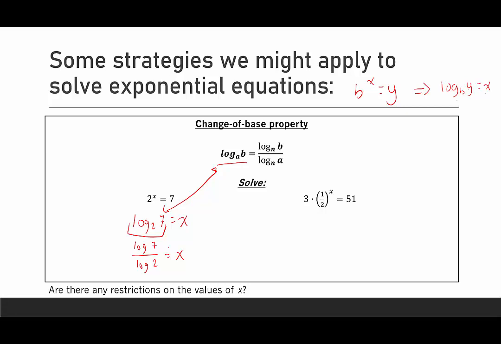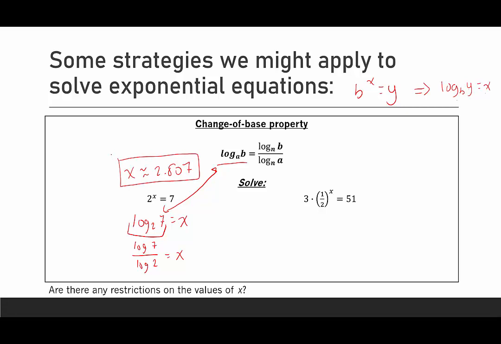Make sure when you plug in your calculator that you close the parentheses on that numerator, because if you don't close the parentheses, then your log of 2 is also going to be part of the numerator. It's going to get very confused, and it's not going to give you the right answer. In the end, I end up with x is approximately equal to 2.807. Usually, if it's not indicated, just round to the nearest thousandth place or to the third decimal place.